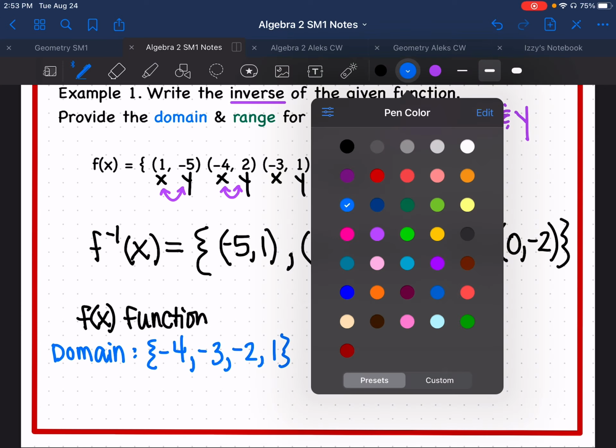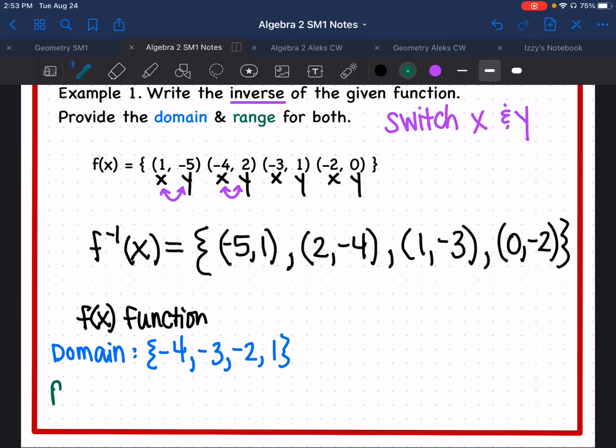My range, let me switch my color to range. My range are my y values, so I'm going to put them in order, once again, from smallest to largest. I'm looking at these ones right here. The smallest one I see is -5. And then I see 0, 1, comma 2. There we go.